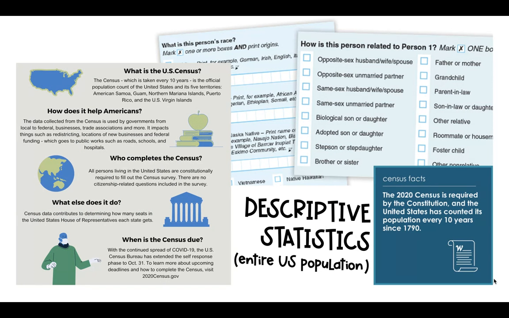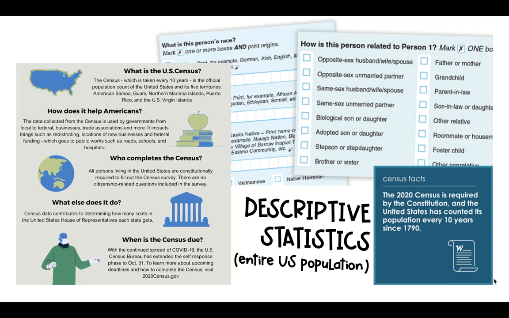An example of descriptive statistics in the US is the census, right? This is where data is collected from every subject in the population. Every household has to fill out the census to state facts like race and age and income. And it's a big deal, right? It impacts things like public funding, which goes to schools and hospitals, and things like how many seats in the House of Representatives each state gets.